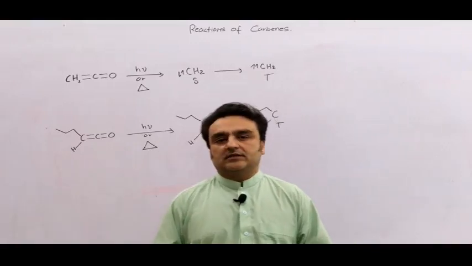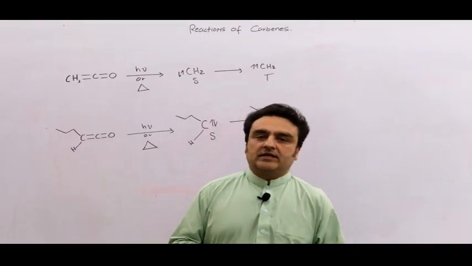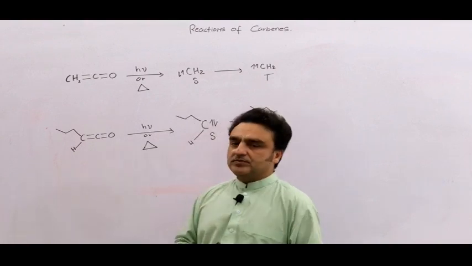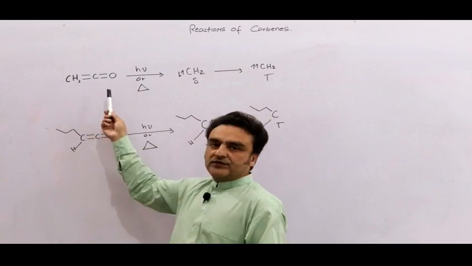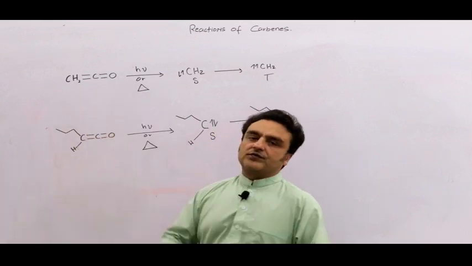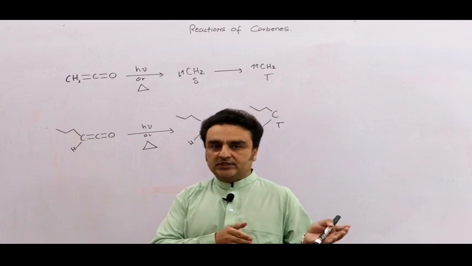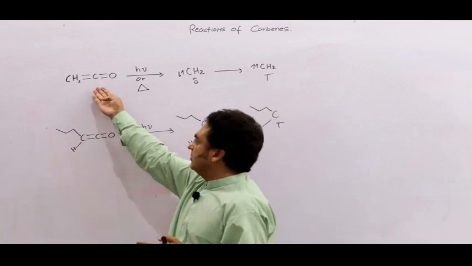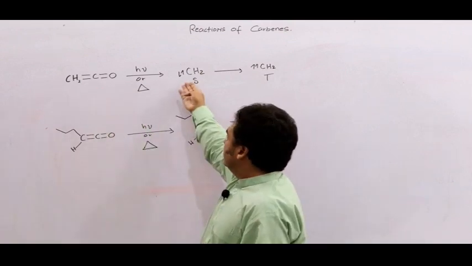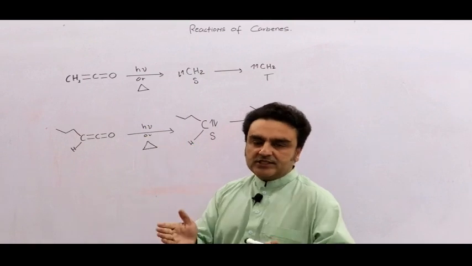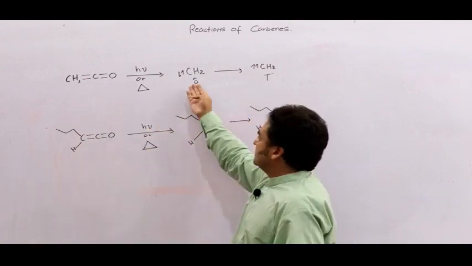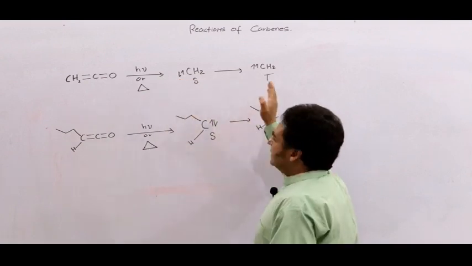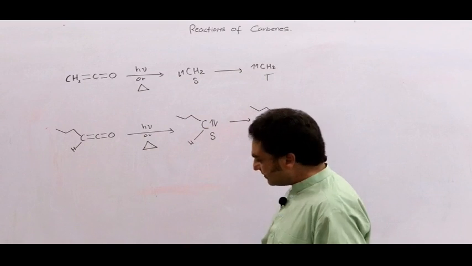In previous reactions, in the formation of carbene, we have studied that carbene could be produced from the ketene when the ketene is heated or when light of some wavelength shines on it. It will produce the carbene. The carbene will be singlet, and very quickly, because it's methylene carbene, it will go to the triplet ground state.